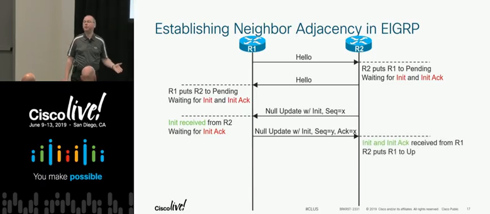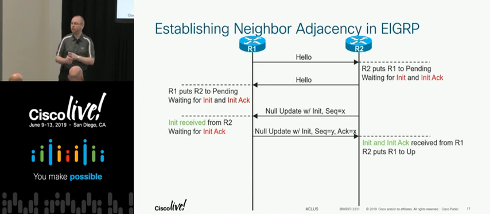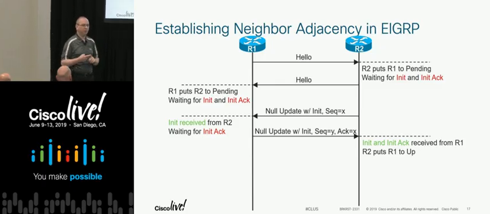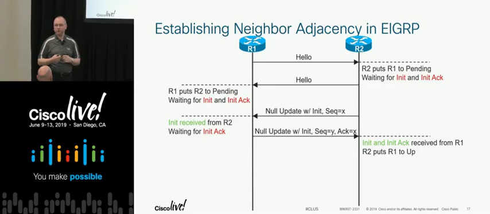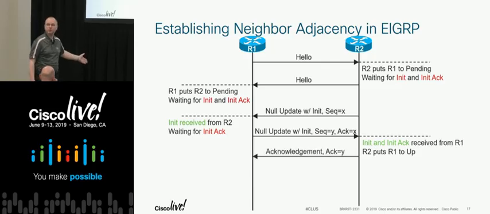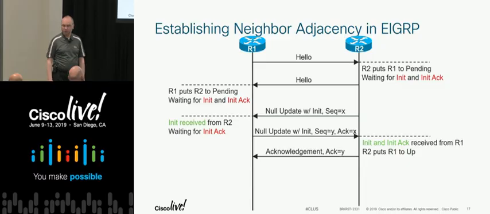R2 is very happy because it has received both the initial packet from R1, which was expected, and acknowledgement combined in this update of its own null update. So R2 is now happy. It knows that R1 understands it, can hear it, and puts R1 into the up state. We just need to acknowledge R1's own update, which we do with a normal, just acknowledgement, and done.